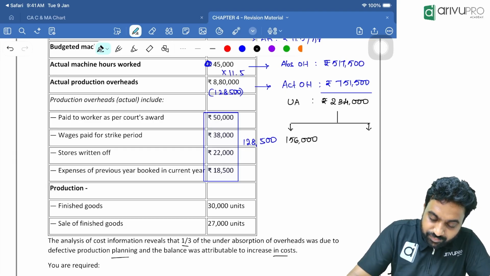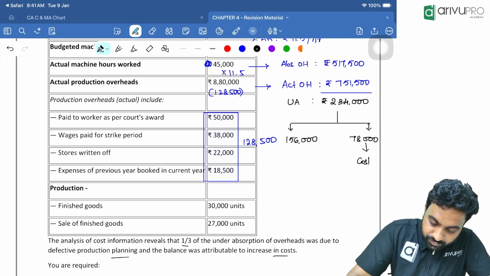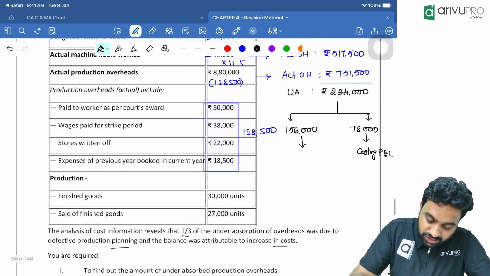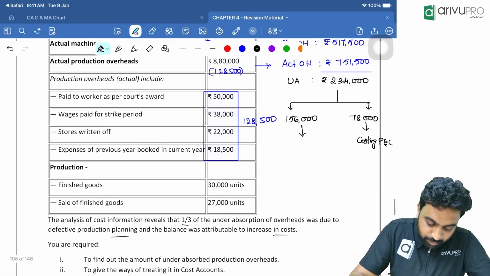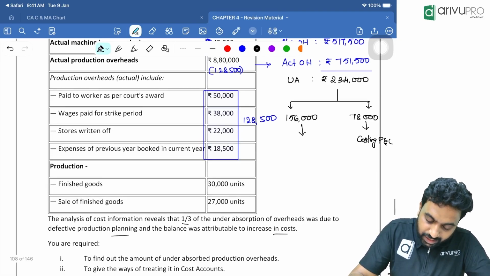1,56,000. 1/3 is 78,000. Straight away this will go to costing P&L. This 1,56,000 we should calculate supplementary rate. See there, production: finished goods 30,000.